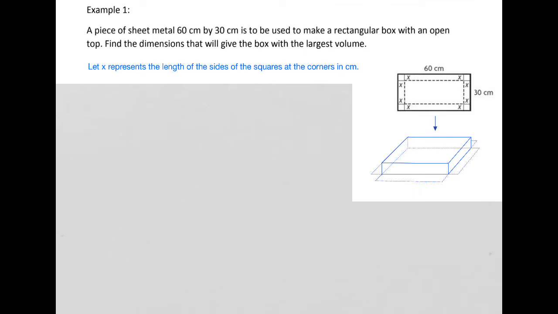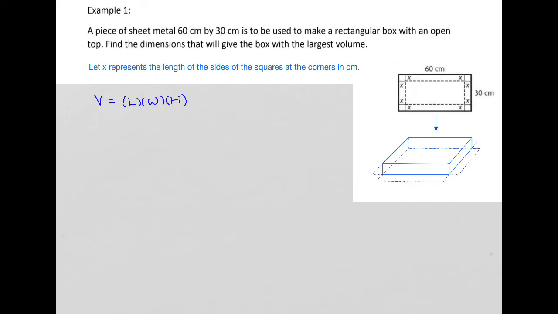So let's write an equation for the volume of the box. V equals length times width times height. As you can see here, there are 3 variables in the domain. But in order to do optimization, we only want 1 variable in the domain. So now let's move on to step 3, manipulating the equation so that we only have 1 variable in the domain. Let's look at our diagram again.